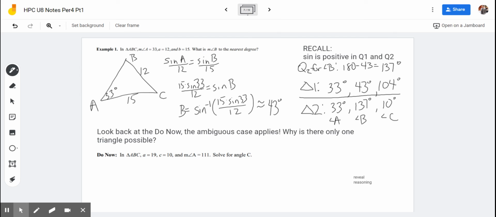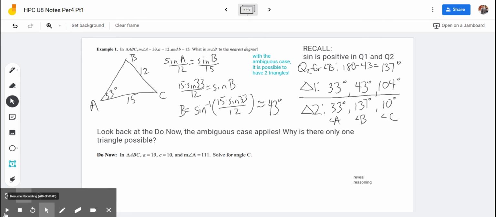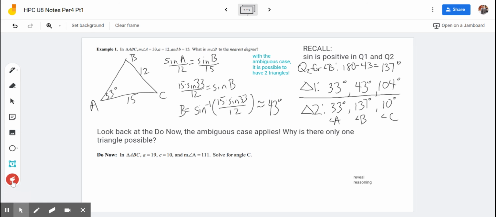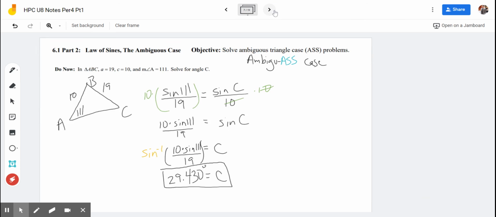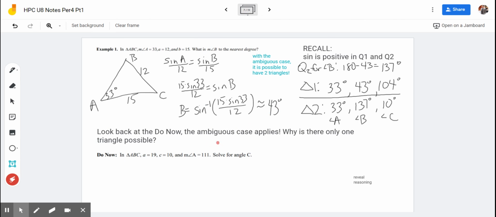Okay. So what we have here is that because this is the ambiguous case, we can have two possible triangles. And that's the added wrinkle with this set of law of sines problems. We need to check if it's an ASS. If you have two sides and a non-included angle, we have to check for the ambiguous case.